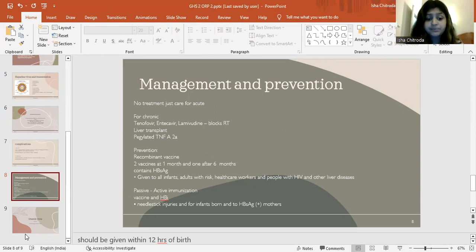So it's vaccine plus the hepatitis B immunoglobulin, and it is basically for needle stick injuries and for infants born to a hepatitis B positive mother who has a positive HBsAg antigen. And they should be given it within 12 hours of birth.